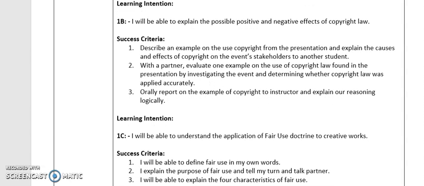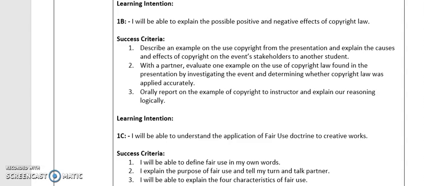Learning intention 1B. I'll be able to explain the possible positive and negative effects of copyright law. Success criteria. 1. Describe an example on the use of copyright from the presentation and explain the causes and effects of the copyright on the event's stakeholders to another student.